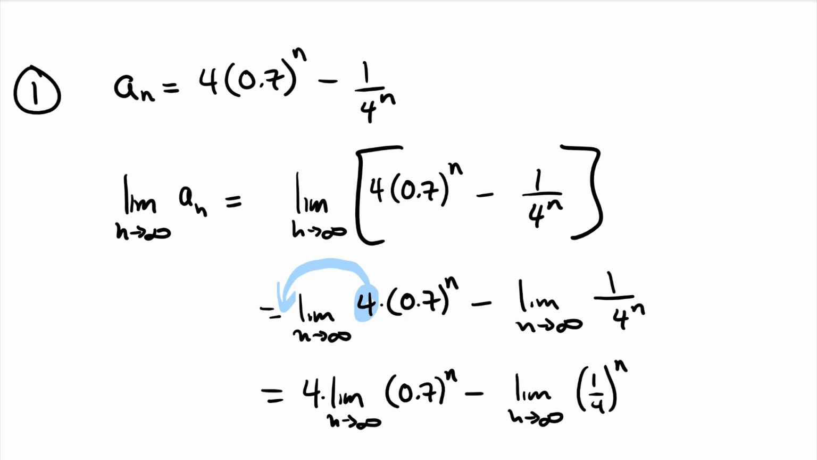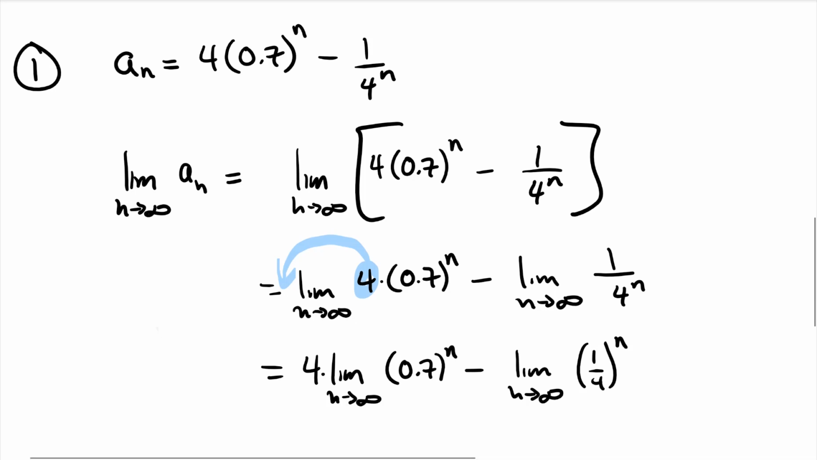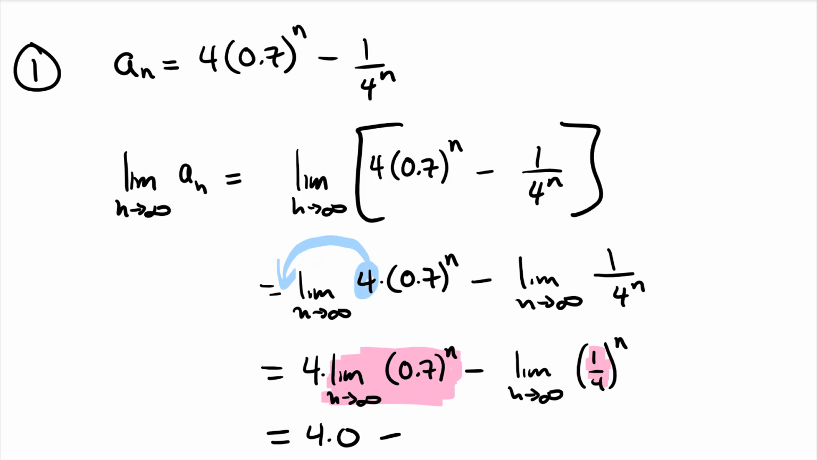And now we're going to use what we learned in the previous videos. The limit as n tends towards infinity of any number trapped between -1 and 1, not including -1, will go to 0. I'm pretty sure 1/4 is in between -1 and 1. I'm pretty sure 0.7 is in between -1 and 1. Thus, this is equal to 4 times 0 minus 0, which is equal to 0. We just used limit laws in order for us to evaluate.